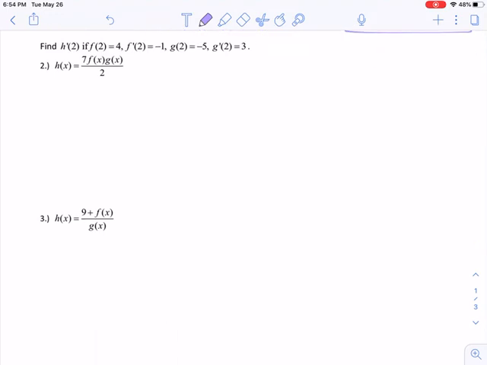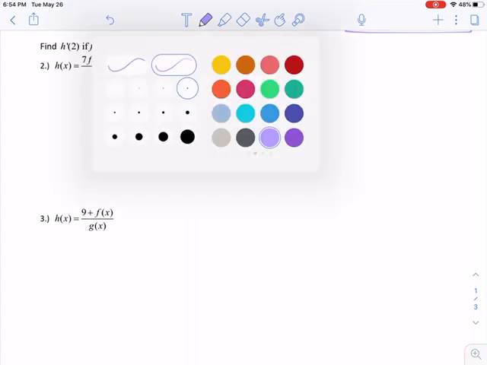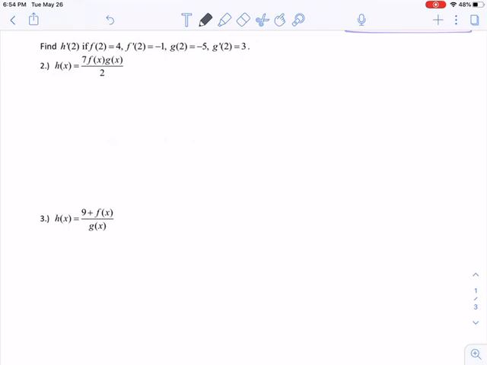And I'm given that the value of f at 2 is 4, the derivative of f at 2 is -1, the value of g at 2 is -5, and the value of the derivative of g at 2 is 3. So what we want to try to do is take the derivative of h and then replace our x with 2. Now the first thing that I notice in my question number 2 here is that I have a 7/2 out in front.